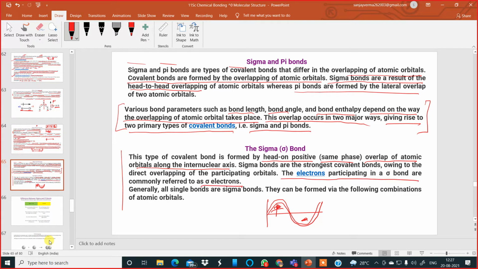So next time I ask what is the number of sigma electrons between a molecule of nitrogen, what will be the answer? What is the number of sigma electrons between a molecule of nitrogen? So what will be the answer? Tell me.